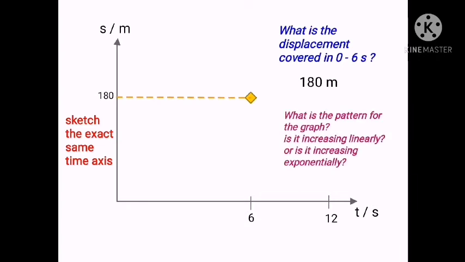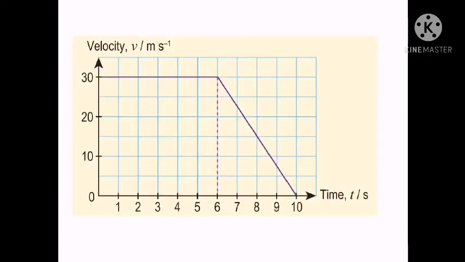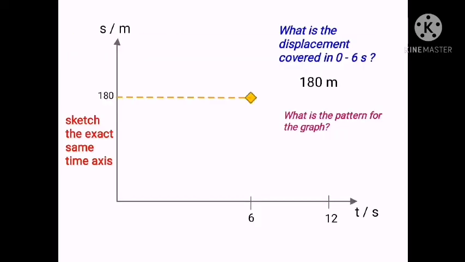Now, what is the pattern for the graph? Is it increasing linearly or is it increasing exponentially? Meaning to say, is it a curved graph? Now, if you look at the graph here, the gradient is 0, meaning the velocity is constant. Since the velocity is constant, I know that my graph is increasing linearly because the gradient for this graph is constant.